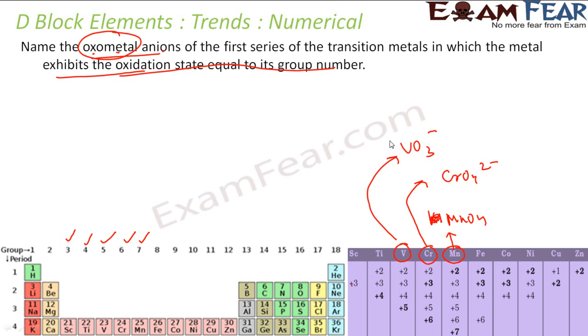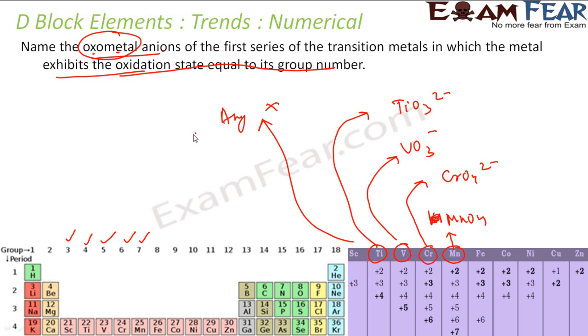Done. The next is titanium. Titanium we have oxometal anion, and that is TiO3 2-, +4 oxidation state, group number 4, oxometal anion. Next is scandium. Scandium actually, the group number and the oxidation state matches, but scandium does not have any oxometal anions. It doesn't have any oxometal anion.